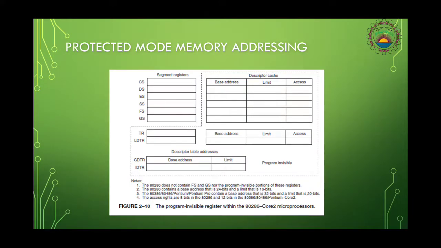Then you have the task register. The same is the case for the task register. The task register will have a 16-bit number, and the base, limit and access rights byte will be loaded from memory from the global descriptor table. With the segment registers, there are 6 segment registers.